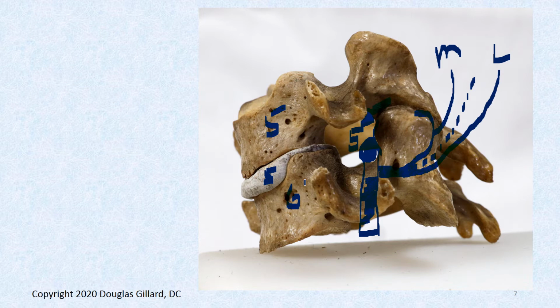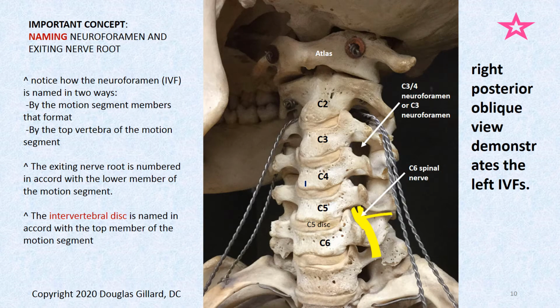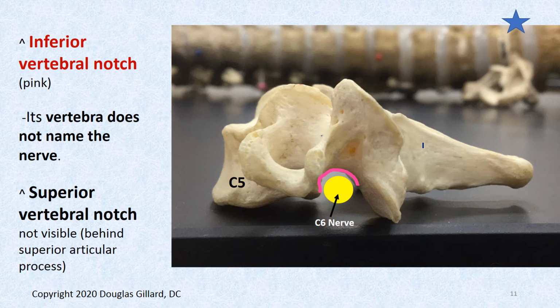Got it? It's named after the bottom member of the motion segment. All right. There's just another example. So what nerve root would this be? Quick. Well, look at the motion segment, the C5-6 motion segment. It must be the C6. And it is. This is all C6 property. All right. There's just an example.